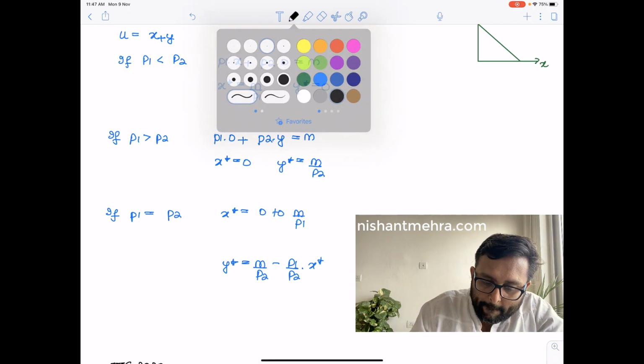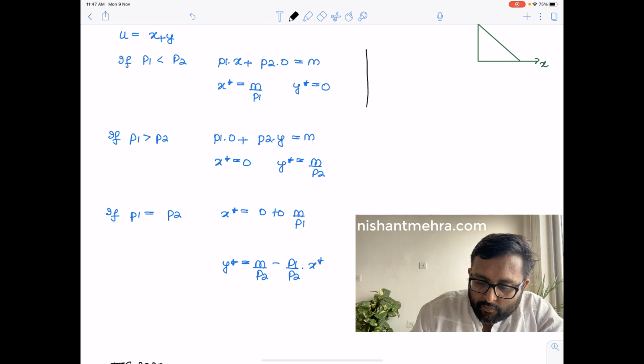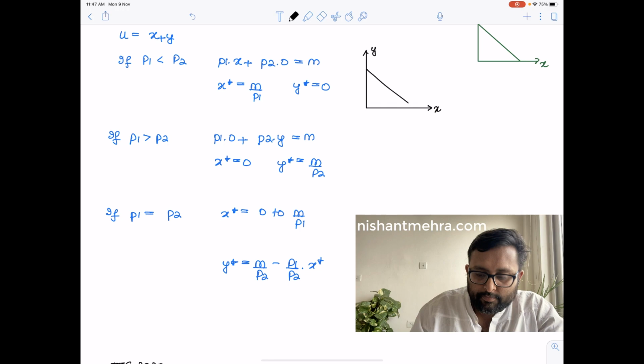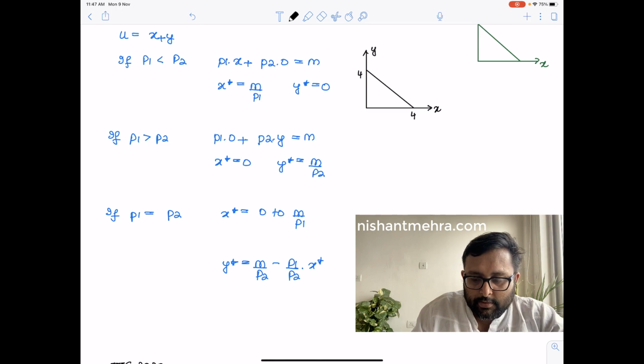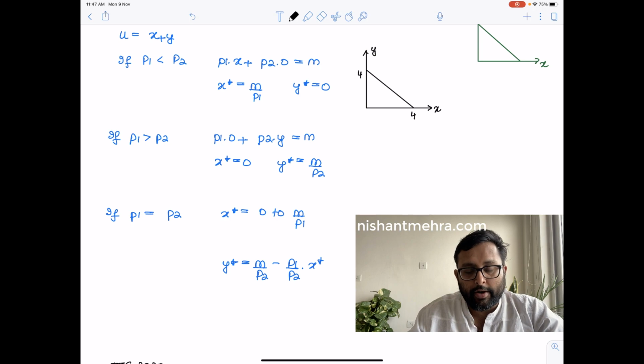So you have x here, your y here, and this is one line. Let's say it is 4 comma 4. The first case is, the indifference curve has a slope of 1, right? 4 upon 4. So P1 by P2 has to be compared with what? 1 only. It could be less than 1, it could be more than 1, it could be equal to 1.